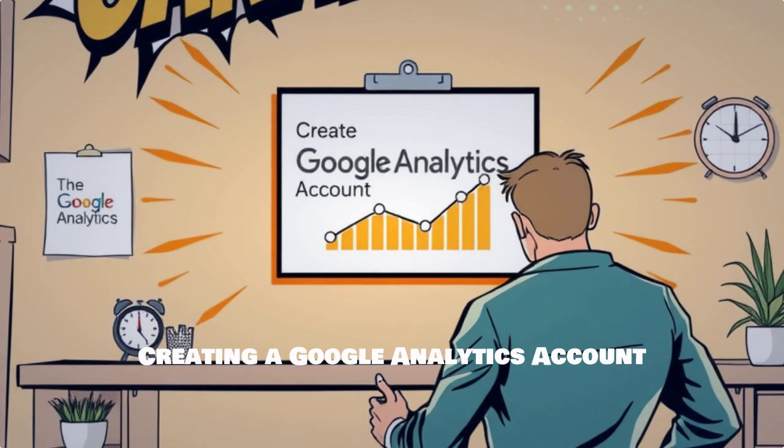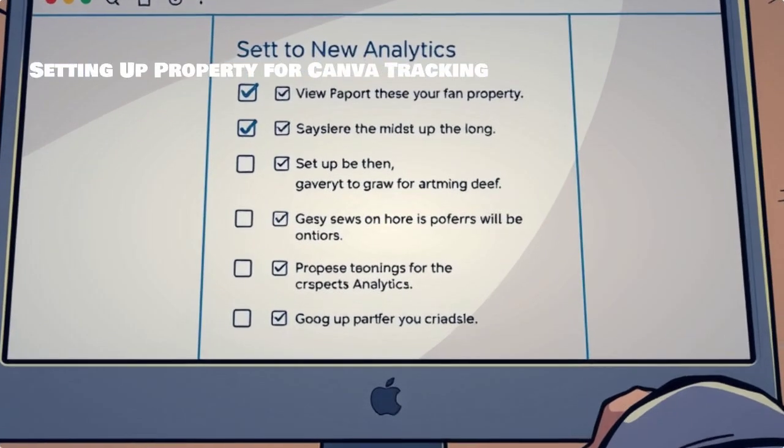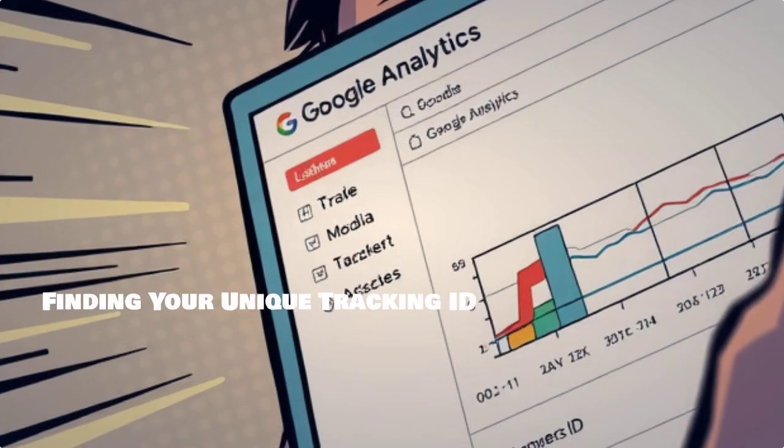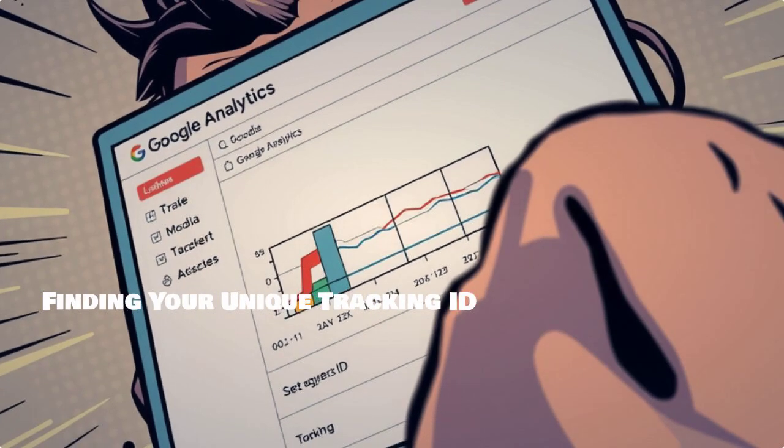Head over to the Google Analytics website and click on Start for free. Next, you'll want to set up a property specifically for tracking your Canva projects. Choose a descriptive name that represents your brand. Once your property is set up, navigate to the admin section. Here, you'll find your unique tracking ID. It'll look something like UXXXXXX.